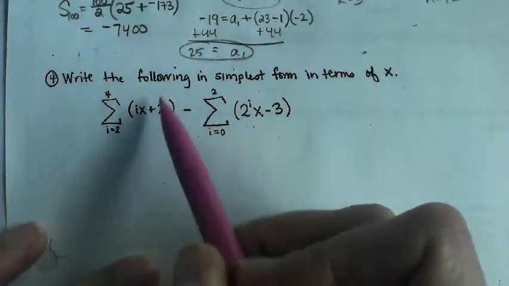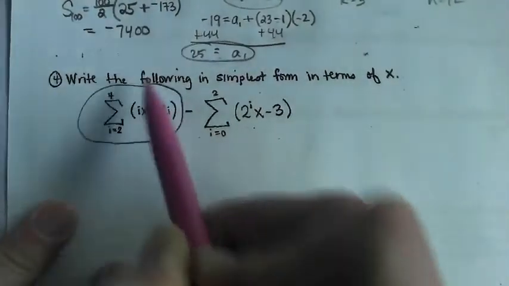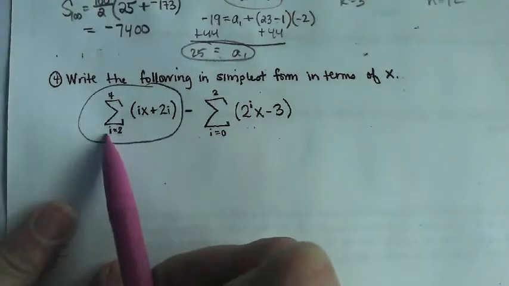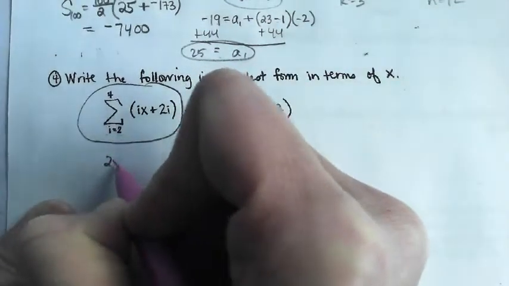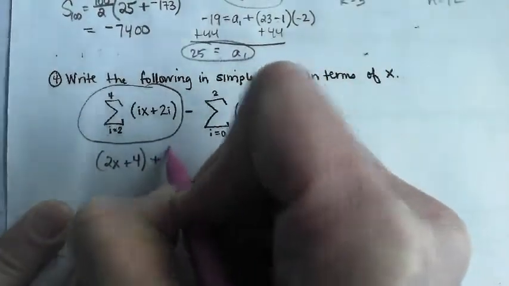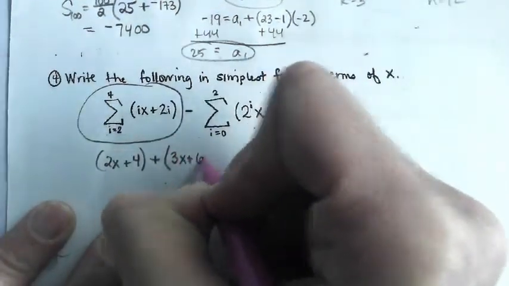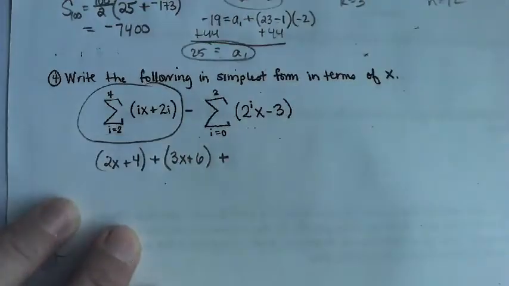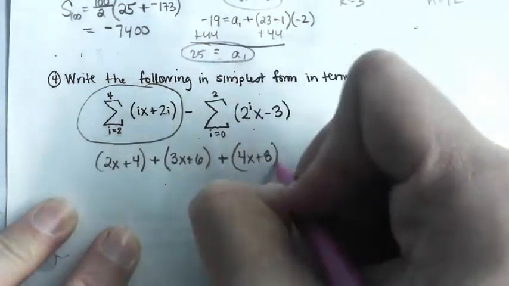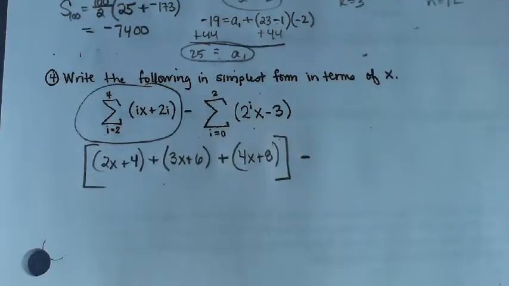So if I plug in, write the following in simplest form in terms of x. So this is telling me I need to plug in 2, 3, and 4 for what variable? 2 is going in for i. So that's going to be 2x plus 4 plus, now I have to plug in a 3. So 3x plus 6 plus, then I have to plug in a 4. 4x plus 8. Minus, because that was only the first summation.